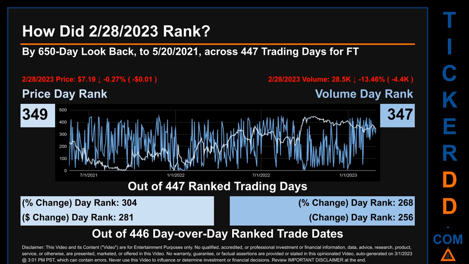The price's day-over-day percentage change, dropping minus 0.27% on February 28, 2023, had a day rank of 304, while its dollar difference of minus 1 cent had a rank of 281 when compared day over day across 446 trading days. Volume's percentage change and difference were ranked respectively at 268 and 256.